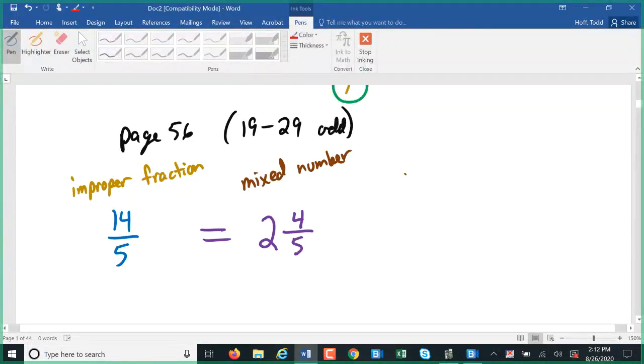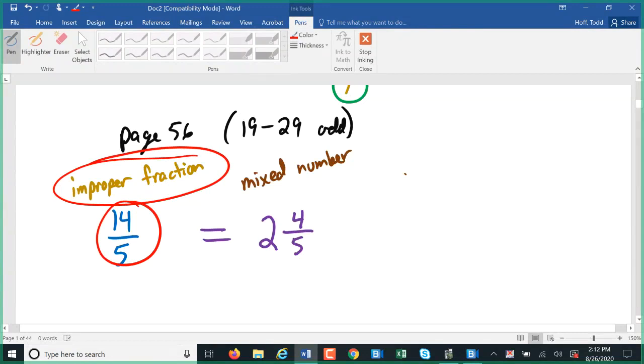So some vocabulary I want to introduce here before we go over the rest. This 14/5 is what's referred to as an improper fraction. I've never liked that name because it implies that there's something wrong with it, that it's improper. And there's nothing really wrong with it. In fact, there are going to be times where we prefer to have the fraction in that form as we're working with it. But it is easier to visualize if it's in this form. It's called a mixed number, where it mixes a whole number and the fraction together.